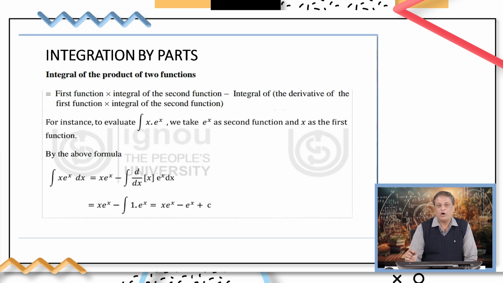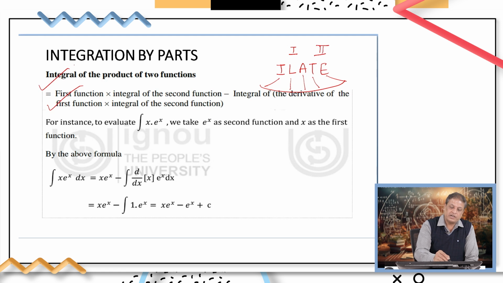Thereafter, we also learned how to perform integration by parts, and we understood the rule of ILATE: inverse, logarithmic, algebraic, trigonometric and exponential. This rule helps us to identify the first function and the second function. Integration by parts relates to the formula: first function times the integral of the second function, minus the integral of the derivative of the first function times the integral of the second function. So, if this is the expression, this is an algebraic expression and this is the exponential expression.